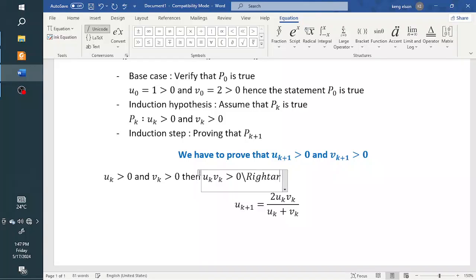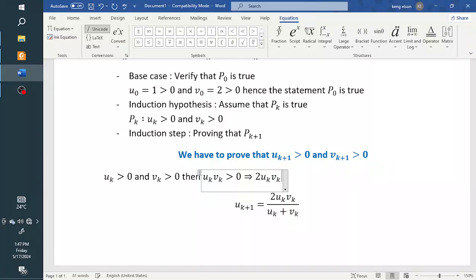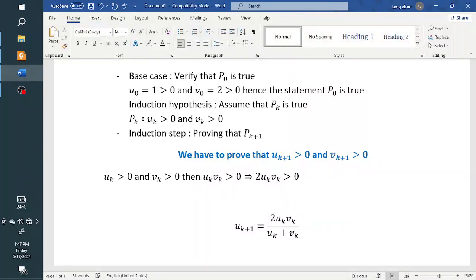So this therefore means that for me to have my numerator of u_{k+1}, I'll just have to multiply both sides of the inequality by 2, and since 2 is positive, the inequality sign will remain greater than. So it therefore means that 2 u_k v_k is also greater than 0. Alright, now let's keep that. Now let's look at the denominator.